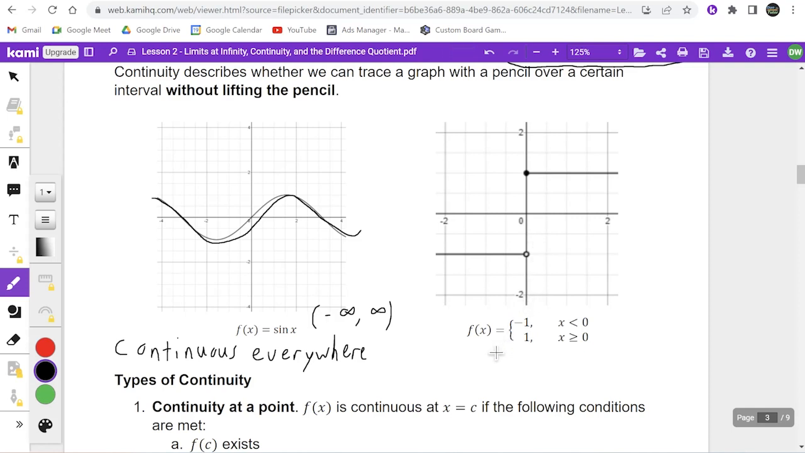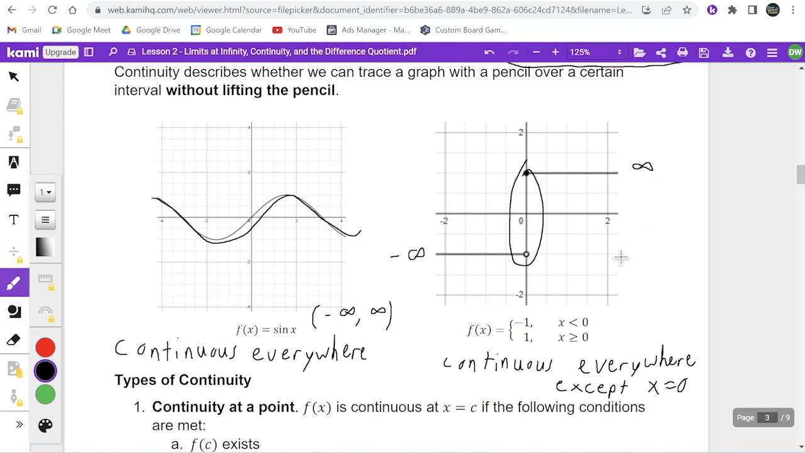And now for the right one, as you can see, there's some not so good business going on here. Because there's a hole in the graph that jumps from here to here at 0. So what would I say for this piecewise function? Well, basically I would say continuous everywhere except x equals 0, and that's a perfectly acceptable answer. If you'd like the answer in interval notation, I would write this. It's continuous. Here's negative infinity, here's positive infinity for the x values.